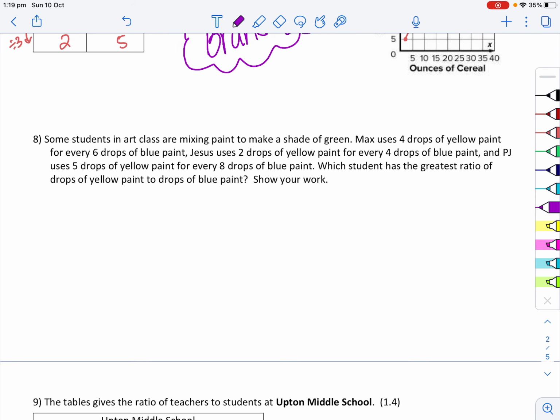Number 8 says some students in art class are mixing paint to make a shade of green. Max uses 4 drops of yellow paint for every 6 drops of blue. Jesus uses 2 drops of yellow paint for every 4 drops of blue. And PJ uses 5 drops of yellow for every 8 drops of blue. And I want to know which student has the greatest ratio of drops of yellow to drops of blue. This means make blue the same.